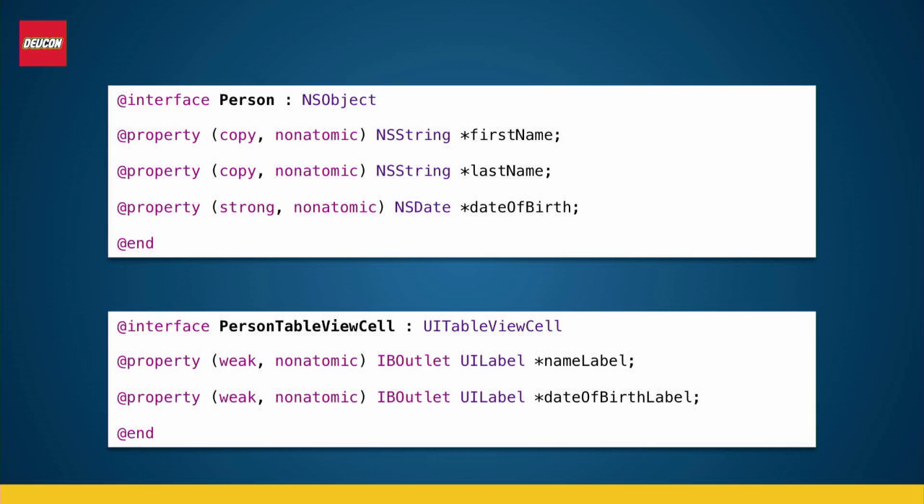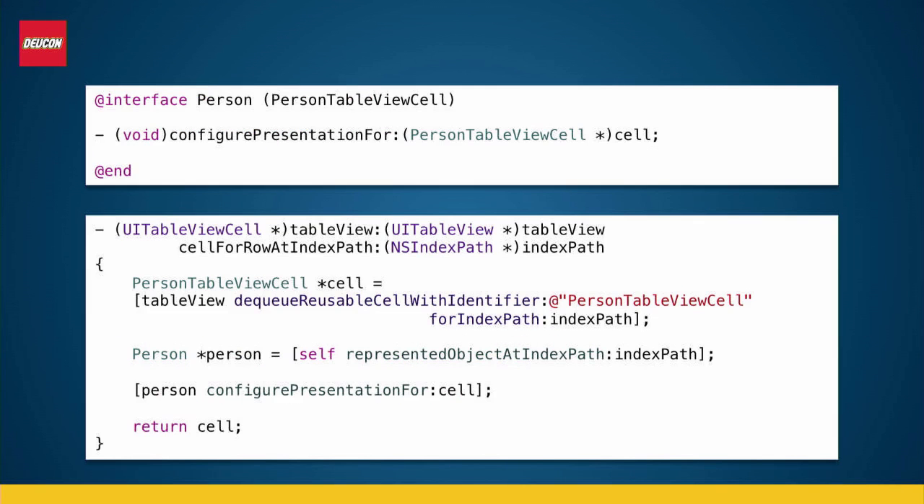The other case, obviously, the data source method implementation: we end up littering the data source methods with business logic that really doesn't live there. So what's a good alternative? Well, leveraging category extensions, we can define a category on that person model object, and we can define it within the context of the person table view cell. In this case, we're saying, I want to ask that model object, via this category method, to configure the cell that is going to be represented.